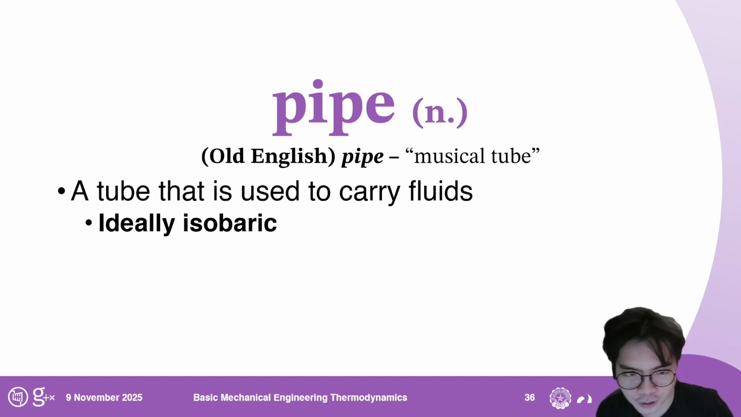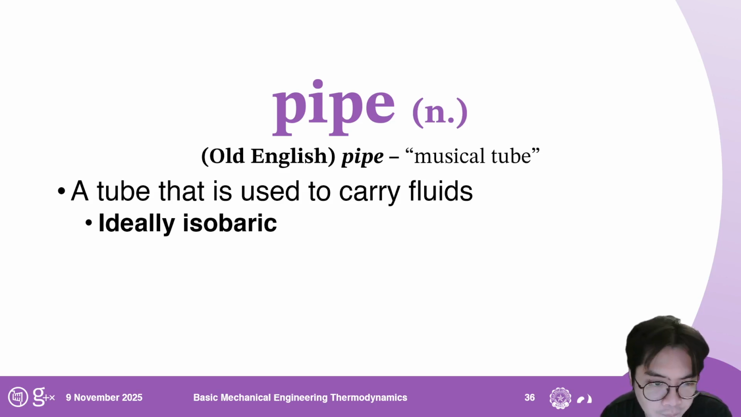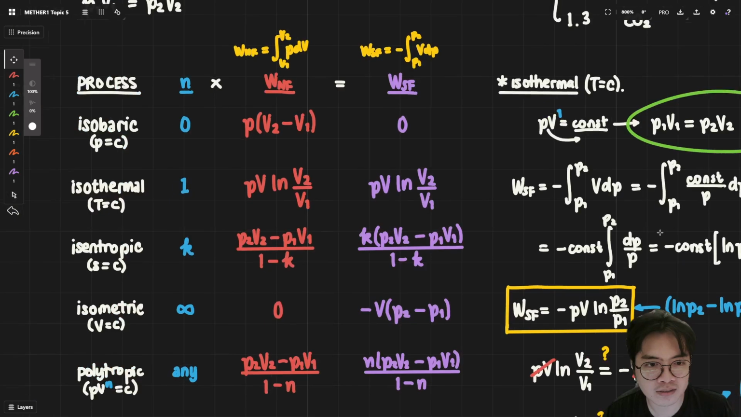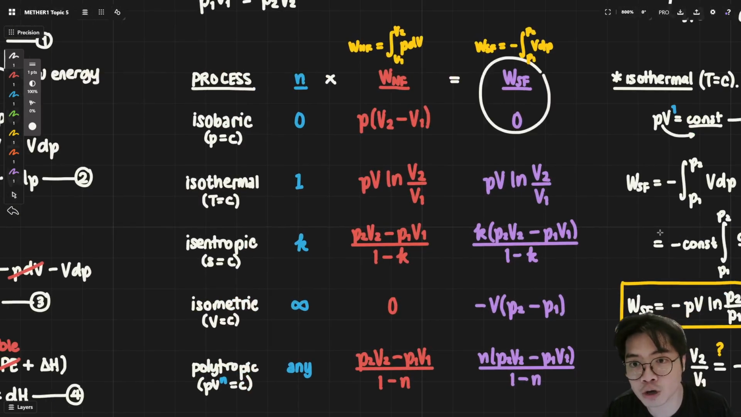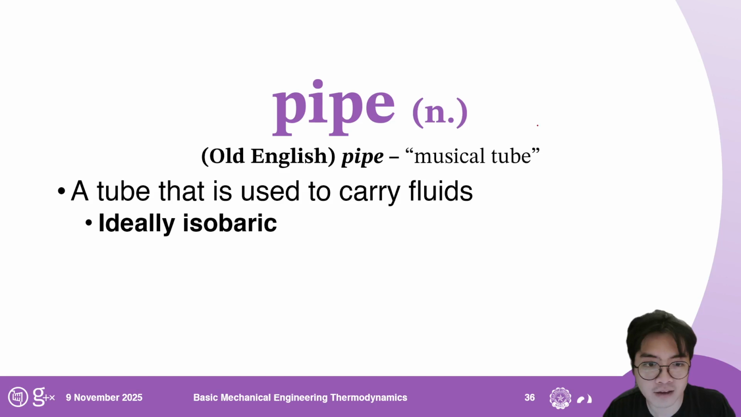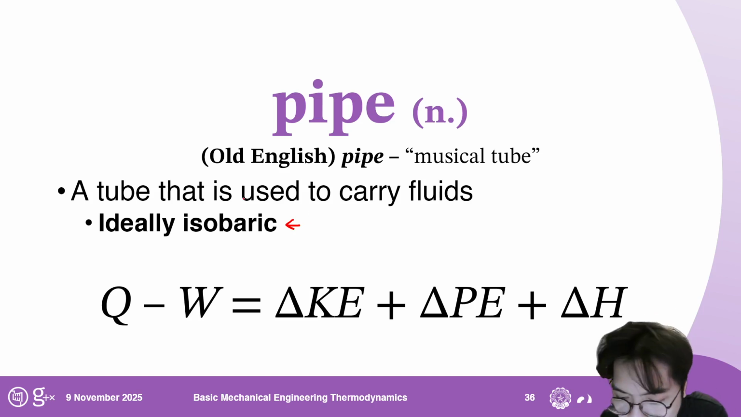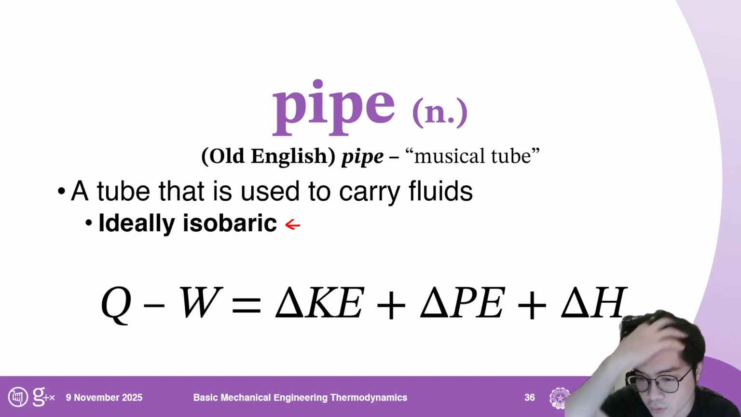The ideal process in a pipe is isobaric. What does that mean? If you remember from our discussion last time, for an isobaric process there is no steady flow work. This is the pipe's way of saying that if this is ideal, then the pipe is not supposed to move. No movement, right?